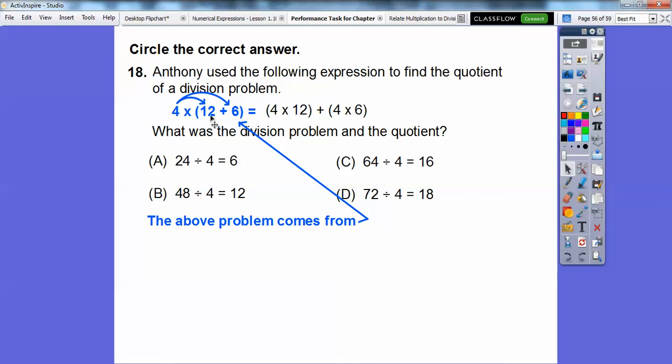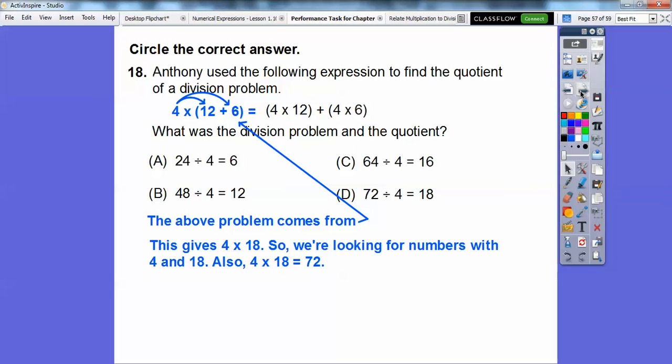All right, well, 12 plus 6 is 18. So this is 4 times 18. So we're looking for numbers with 4 and 18. Well, this one doesn't have a 4 and 18. It has a 4, doesn't have an 18. Has a 4, doesn't have an 18. Okay, it's this one. And besides, 4 times 18 equals 72. So we get choice D on that one.